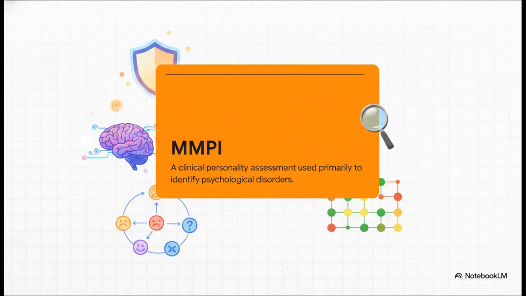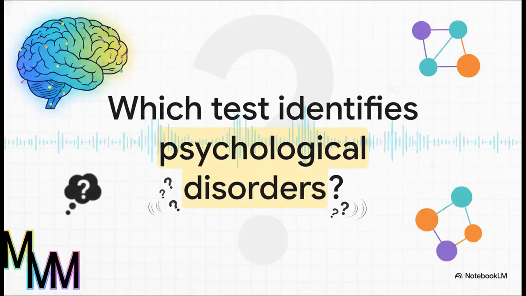The Minnesota Multiphasic Personality Inventory, or the MMPI, is essentially the gold standard here. While the MBTI sorts people into comfortable, relatable categories, the MMPI is a highly specialized diagnostic instrument. It's made up of hundreds of true and false questions cross-referenced through complex validity scales, and it's utilized primarily by psychiatrists and clinical psychologists to identify, evaluate, and treat severe psychological disorders. Let's make sure that distinction is crystal clear.